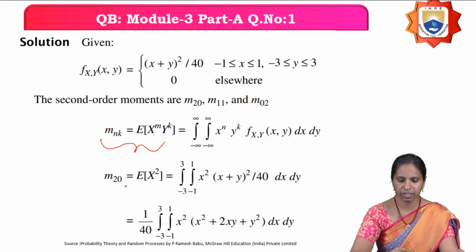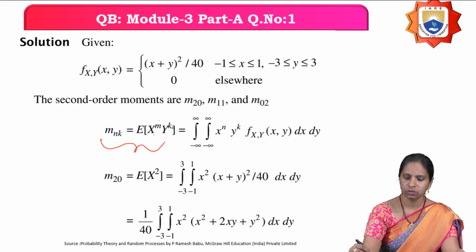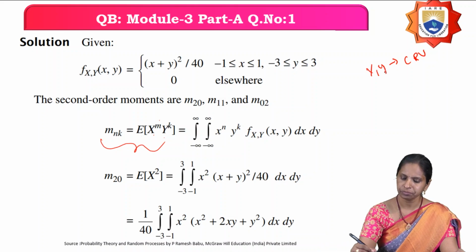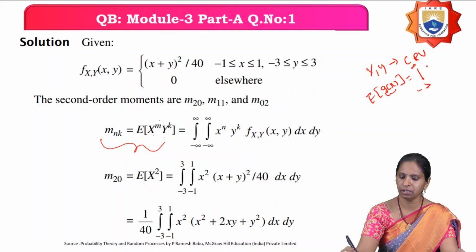So first you'll calculate M n k, the expectation of x power n into y power k. So what type of random variables are x and y here? They are continuous random variables. So for continuous random variables, what is the expectation of any function? For example, here I have taken the function g of x. Then the formula is the integration from minus infinity to infinity of g of x into the density function of that random variable. So this is for a single random variable.